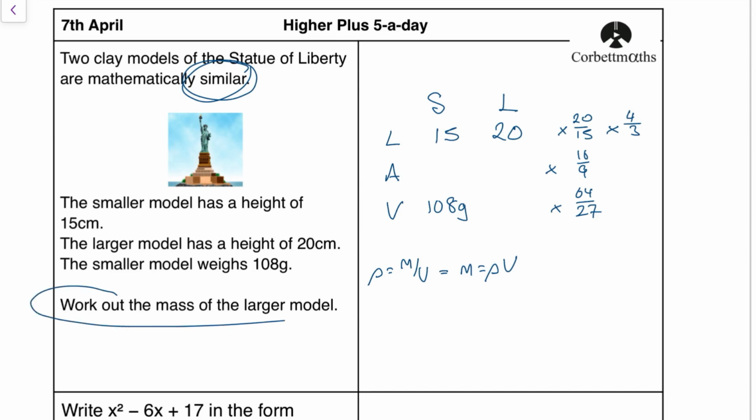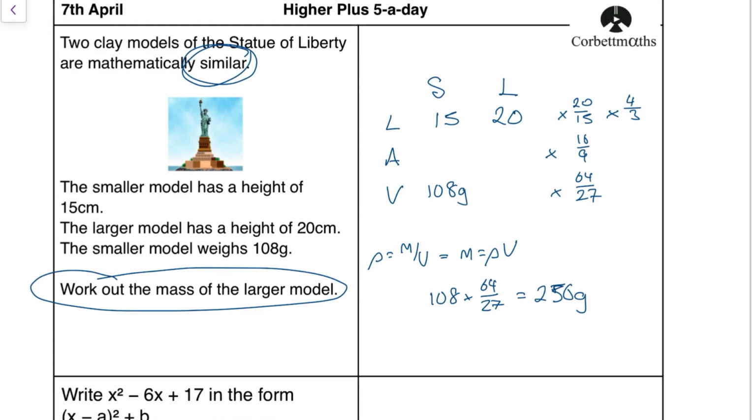So when it says work out the mass of the larger model, without having to do a whole density thing, I can just assume the mass scales in the same way and multiply it by 64 over 27. Calculator out, so 108 times 64 over 27. Oh, it's a nice round number, of course it is. And that gives me 256 grams. Good, slightly different, but good question.